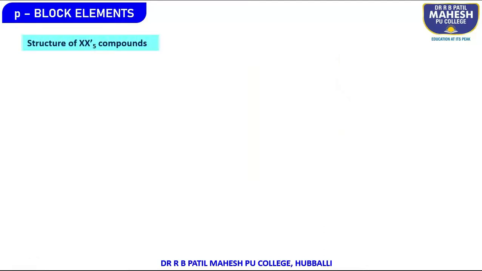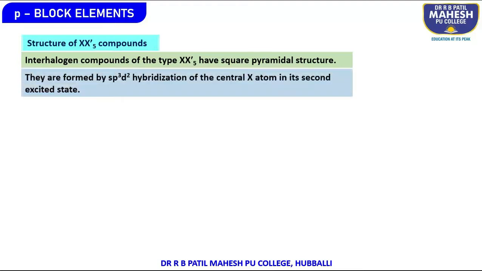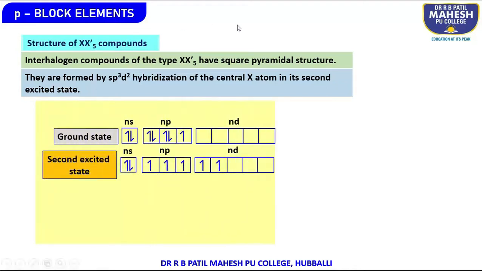Structure of XX dash 5 compounds. Interhalogen compounds of the type XX dash 5 have a square pyramidal structure. They are formed by sp3d2 hybridization of the central X atom in its second excited state. So here you can see the outermost valence electronic configuration of halogens, ns2 np5. So now what happens during bond formation in XX dash 5, the paired electrons are shifted to the d orbital that is present in the same shell.